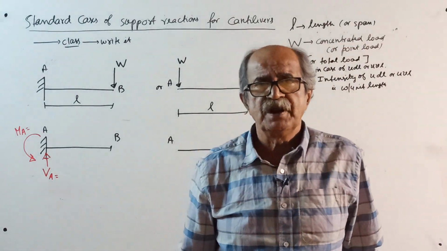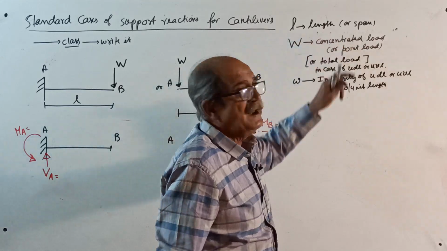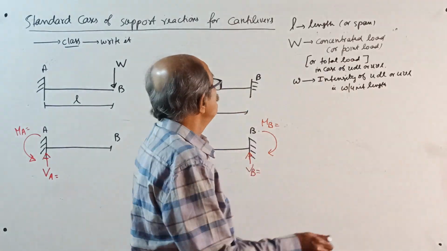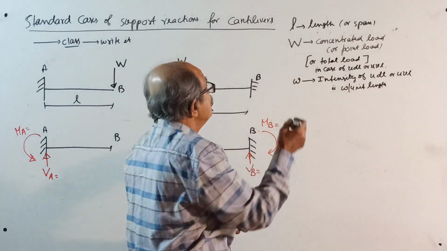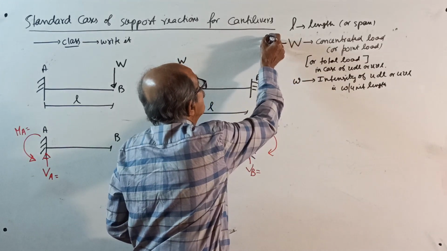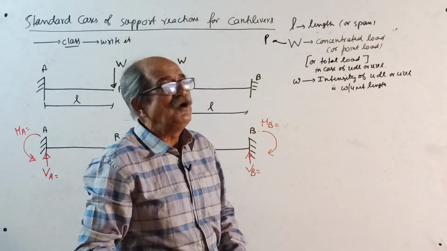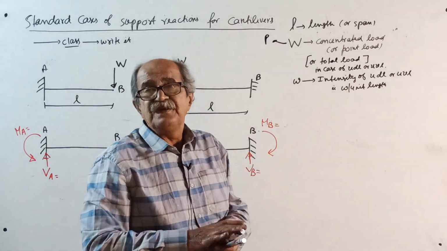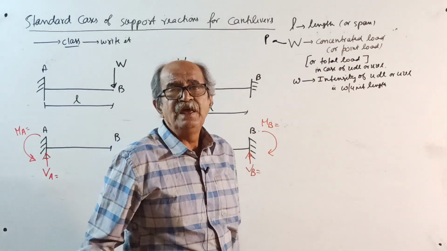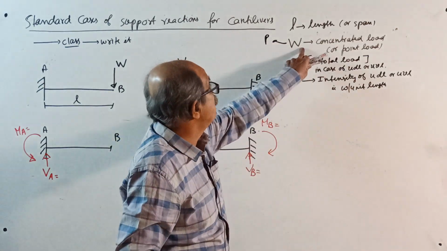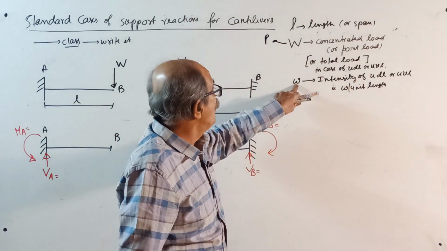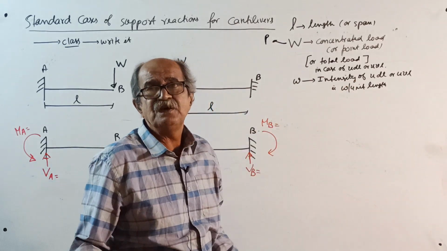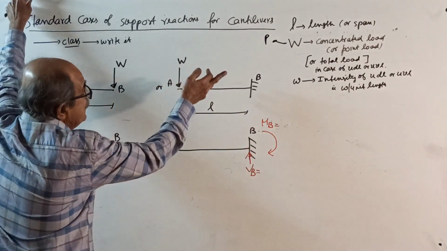Okay, now for cantilever, L means span or length. Capital W, sometimes people use P also, but I use capital W. Sometimes instead of W you can put P, that's okay, your choice. It is the magnitude of concentrated load or point load. Also, in my class, in case of UDL or UVL, if they give total load, it is capital W, total. Whereas small w is the intensity of either UDL or UVL, that is w per unit length.